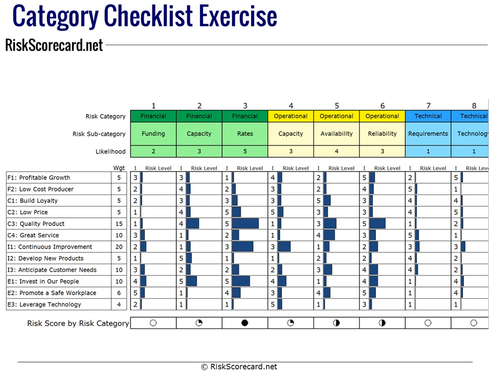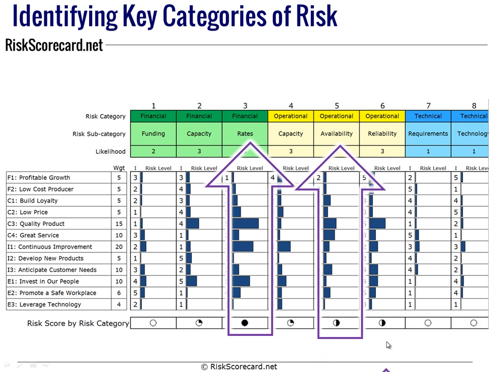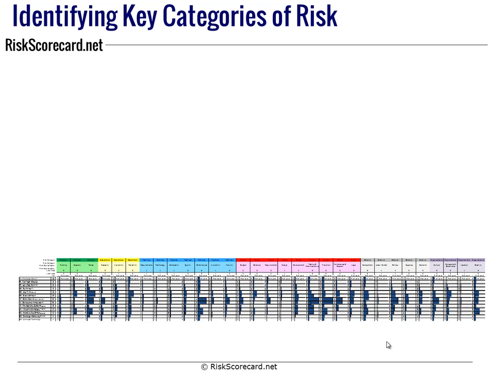So in this case, it means that we would need to take a look at risk categories of rates, availability, and reliability. And again, what we're trying to do is get away from the skew of those people being interviewed. We now know we should be exploring and looking for financial rate risks, operational availability risks, and operational reliability risks in the organization.